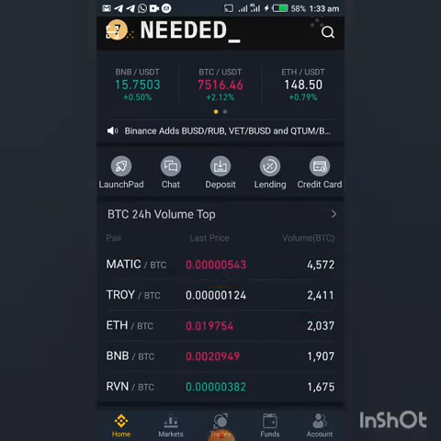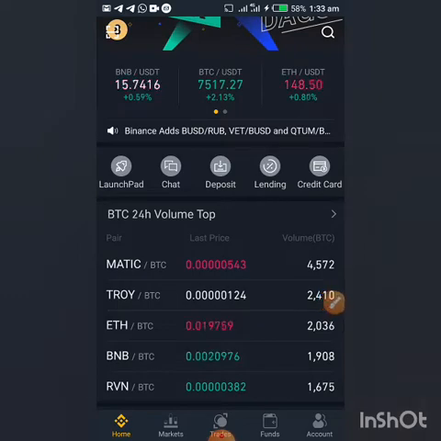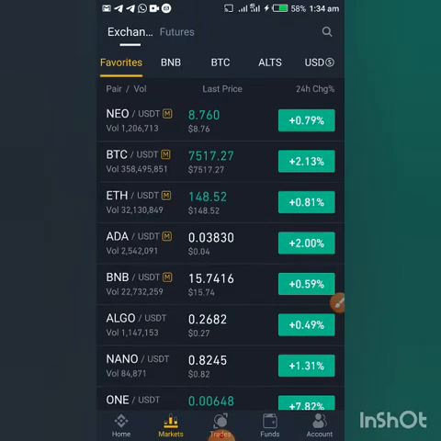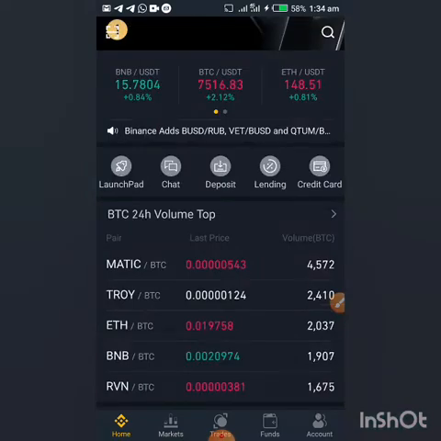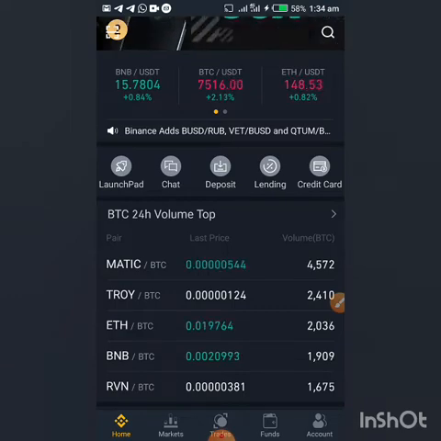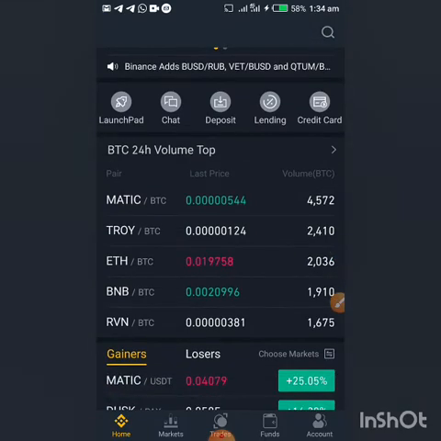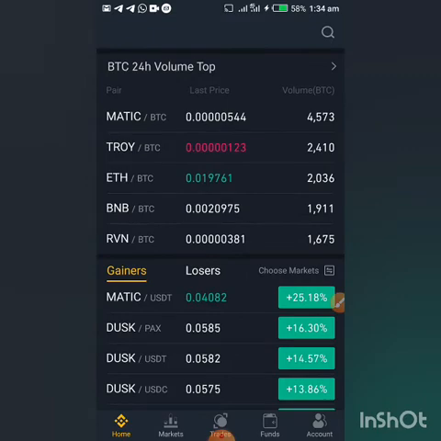I just want you to understand that in this arrangement, the coins are arranged in the order of their volume. It's actually arranged in descending order, from the highest in volume to the lowest in volume. Now after that, the next option we have is here where you can see things like gainers, losers, then choose markets.